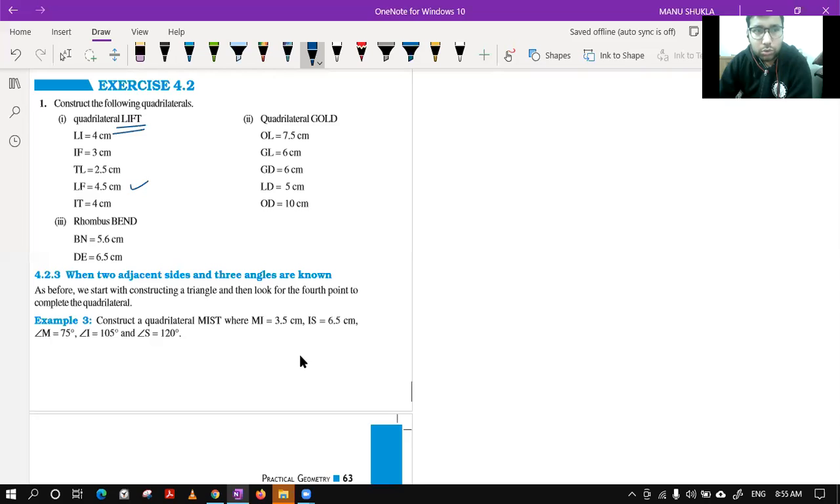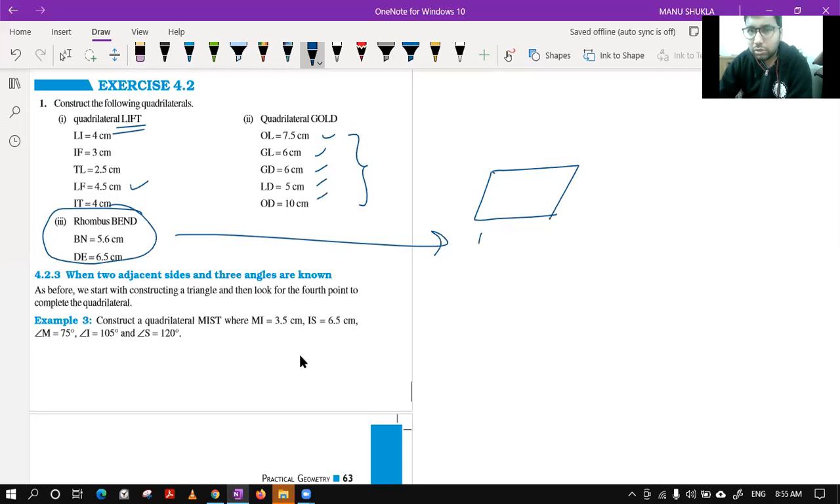Okay. Now, next we have a quadrilateral question in which everything is given to you, we can easily do. Let's see this one. Rhombus. Rhombus is BEND. So like this, the rough diagram BEND, in which BN is given to you as 5.6 and DE is given to you as 6.5.